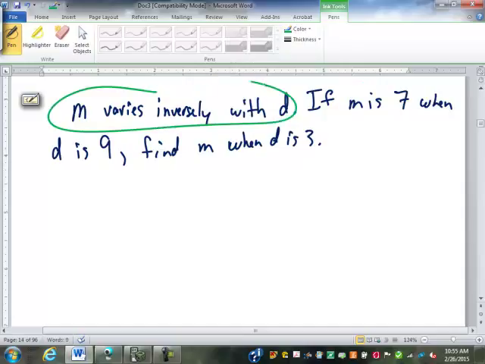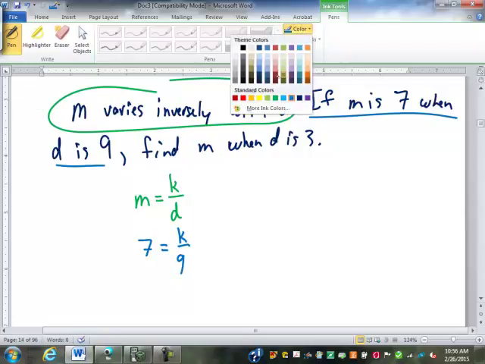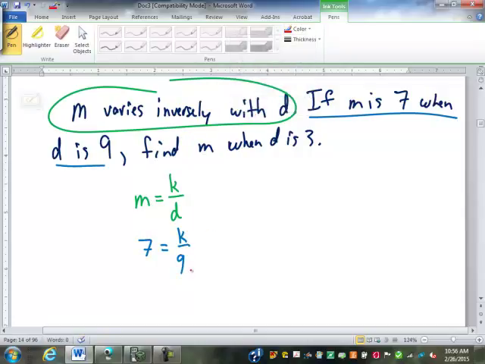So again, M varies inversely with D, means now instead of M equals K times D, it's M equals K divided by D. Because if D gets larger, M has to get smaller. If we double D, it has to cut M in half. Next, M is 7 when D is 9. We put in the 7 for M, the 9 for D. What can we do from there? Multiply by 9 gives us that 63 equals K.